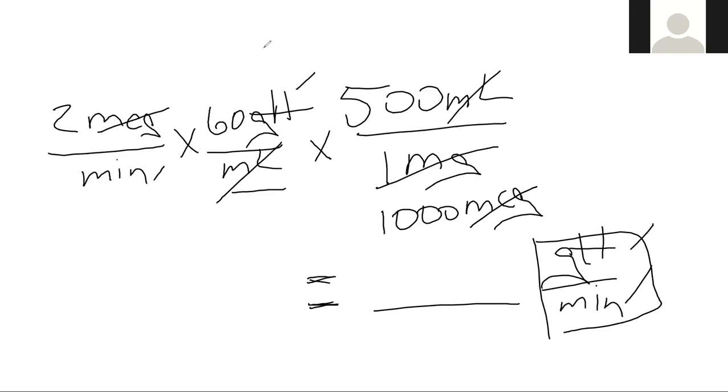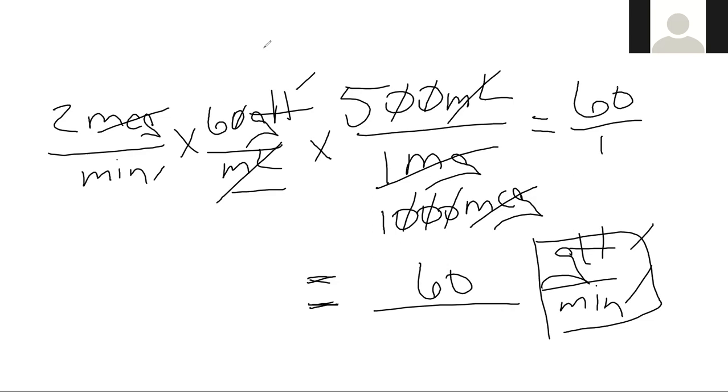Some of you might remember the little trick of marking out zeros. I've got 1 0 on the top, 1 on the bottom, 1 on the top, 1 on the bottom, 1 on the top, 1 on the bottom. So now instead of multiplying 2 times 60 times 500 divided by 1,000, this is 2 times 6, which is 12, times 5 is 60 divided by 1. And we know that 60 divided by 1 is 60.